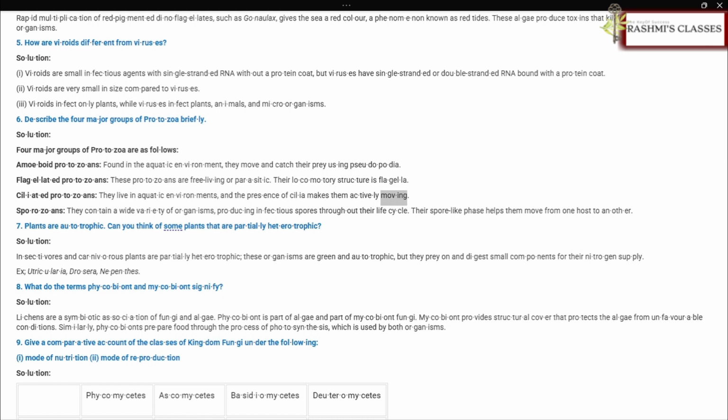Sporozoans, they contain a wide variety of organisms, producing infectious spores throughout their life cycle. Their spore-like phase helps them move from one host to another.